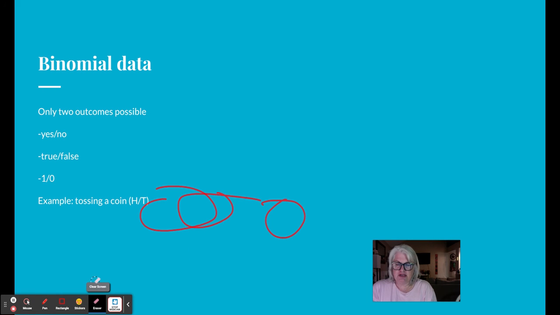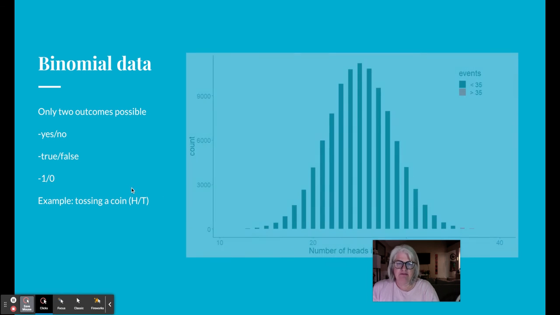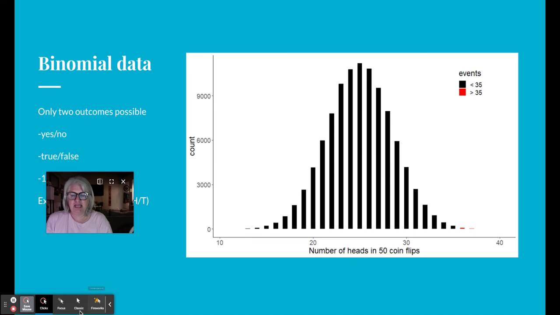The last kind I want to talk about is an interesting type of data. It's called binomial. This basically has only two outcomes. Okay, so it can be yes, no, it can be true, false, it can be 1, 0. That's where it comes from, the binary system. An example of this would be tossing a coin. So if you were to do a quarter flip, I have a great graph here of how many times heads comes up. So we flipped a coin 50 times, and how many times did heads come up? Obviously, the average is going to be 25, and this is how many times when we did 50 flips, it came up to that number, if that makes sense.